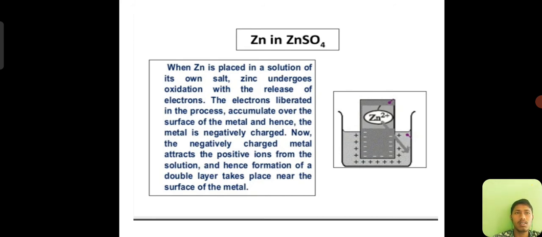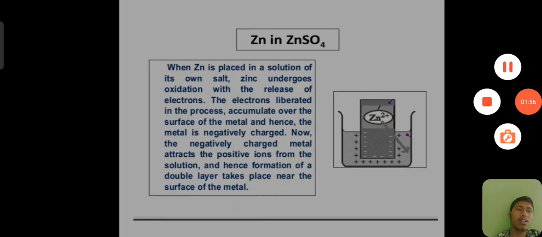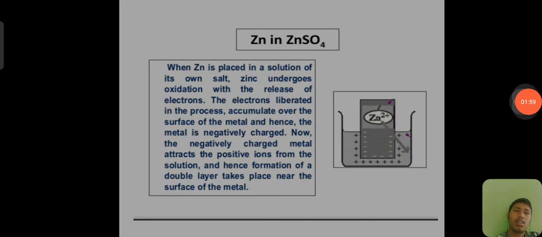When zinc is placed in the solution of its own salt, zinc undergoes oxidation with the release of electrons. The electrons liberated in this process accumulate over the surface of the metal. Hence, the metal is negatively charged. The negatively charged metal attracts the positive ions from the solution. Hence, the formation of the double layer takes place near the surface of the metal.